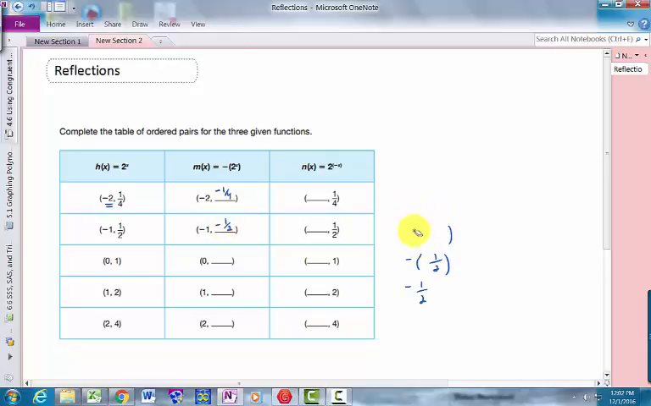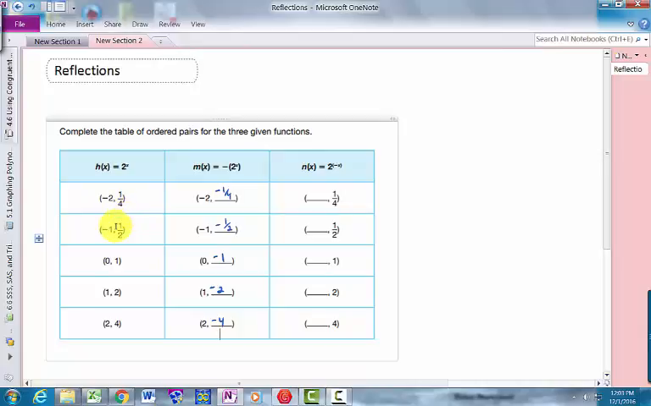So you can see that we're just getting the opposite of the original answer. The original answer on the left-hand side was +1/4. We ended up with a -1/4. +1/2, we ended up with a -1/2. +1, we're going to end up with a -1. We had a 2 here, we're going to end up with a -2, and then a 4 is going to become a -4. So you should really make that connection that there is going to be a pattern to this, that all the y values became negative.